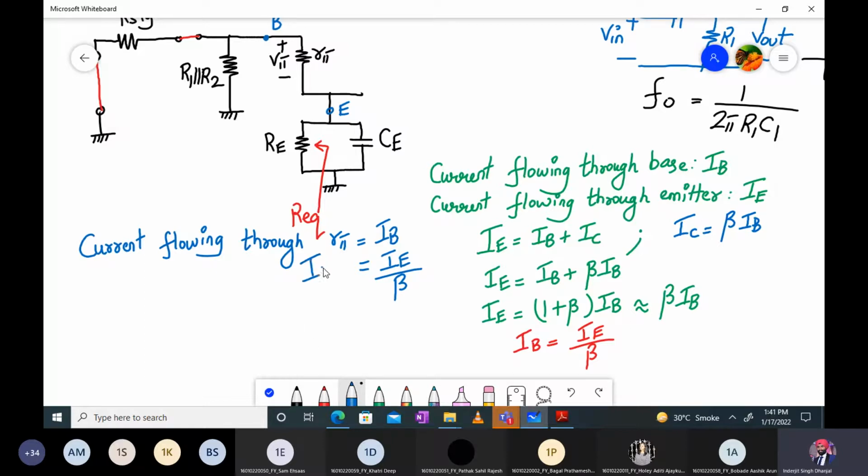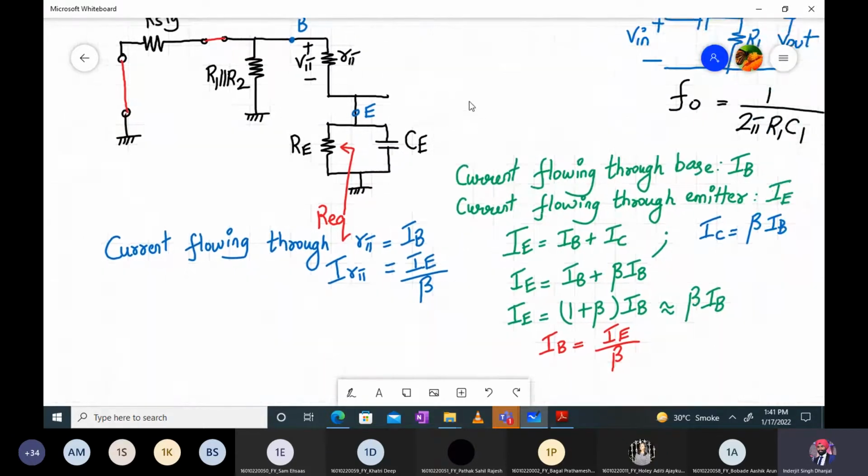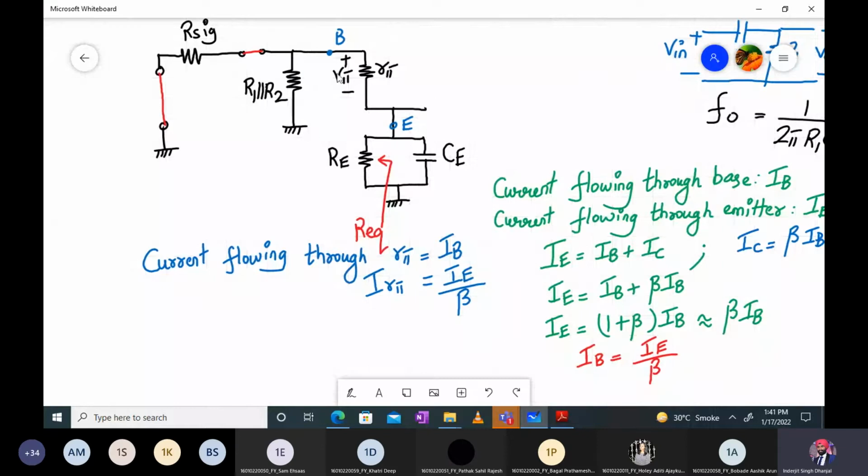I can write it as IR pi, the current flowing through the R pi resistance. Any problem in understanding how we have written this? Yes or no? Hello? All of you have understood this? Fine. Now, how is R pi connected to R1? If the current flowing through R pi is IB, the current flowing through R1, R2 and R6 is also IB only. So are they connected in series with R6, R1 and R2? Now tell me this.